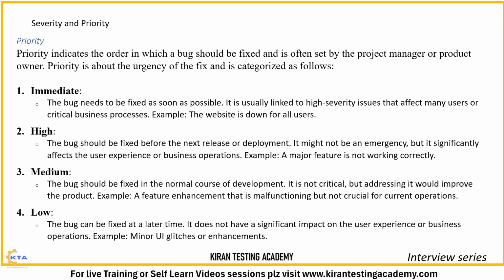Okay, so that will be indicated in the priority. In the priority we have high priority, medium priority, low priority, or immediate, high, medium, low. These ratings again depend on the organization. Generally the most common way is immediate, high, medium, low that is used in organizations.